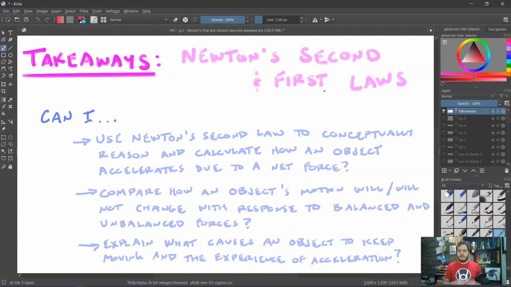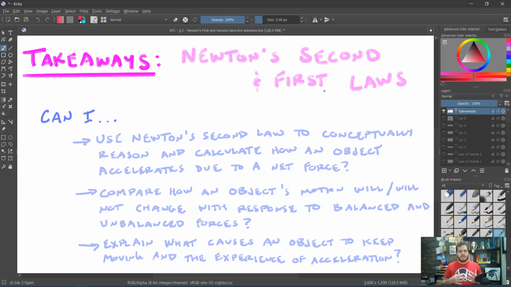Now, can we compare how an object's motion will or will not change in response to balanced and unbalanced forces? If there is an unbalanced or net force, the object will accelerate in that direction. If the forces are balanced, if they all cancel out, then the object will maintain its current state of motion, whether that's at rest or moving at constant velocity. And can we explain what causes an object to keep moving? Your inertia, your inertial mass.